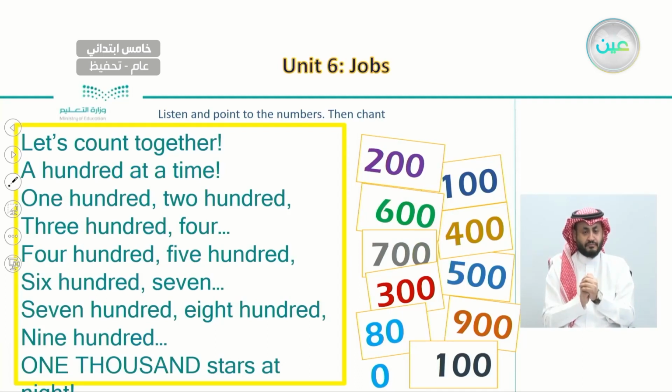Let's count together. 100 at a time. 100, 200, 300, 400, 500, 600, 700, 800, 900, and 1,000 stars at night.